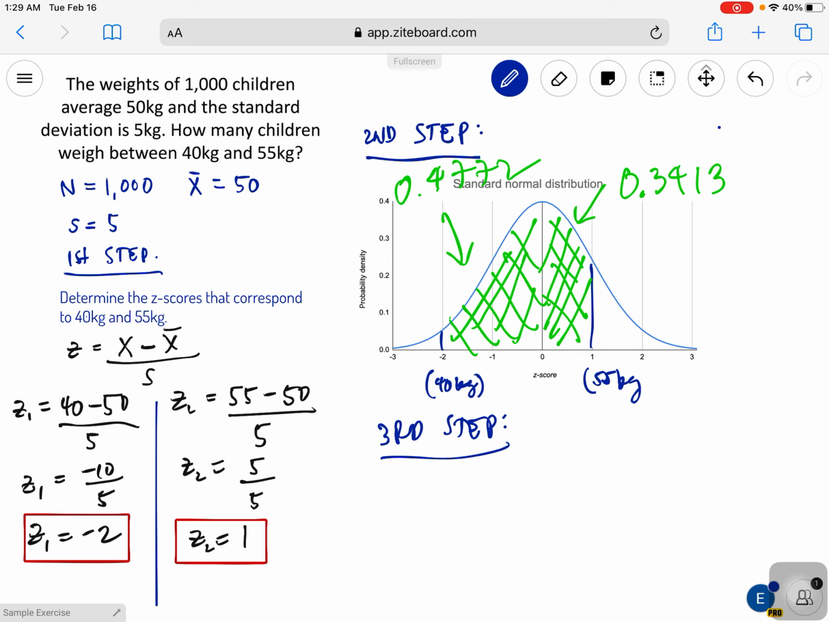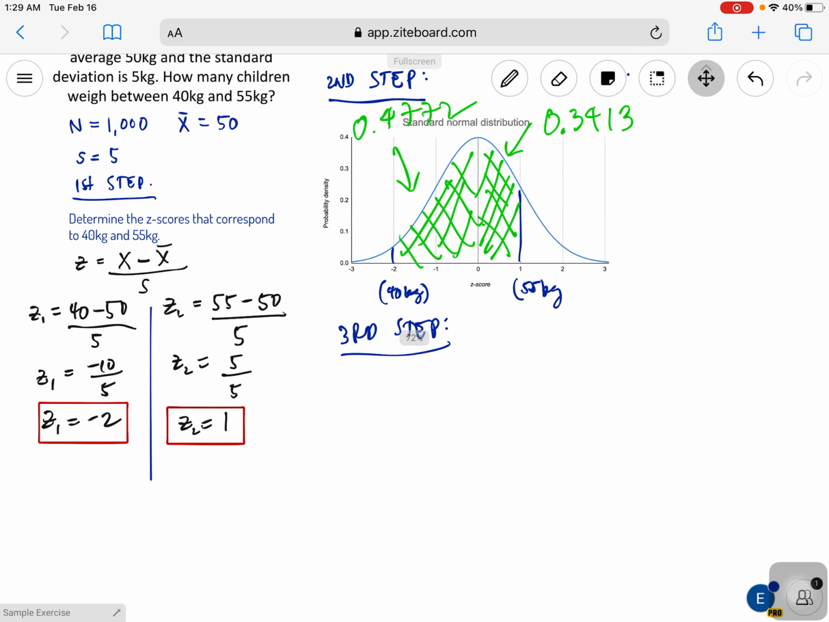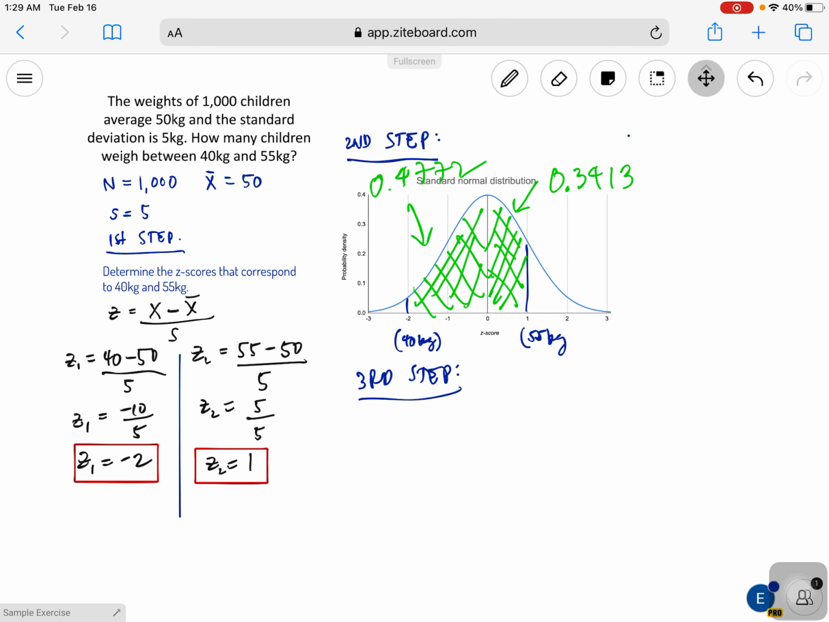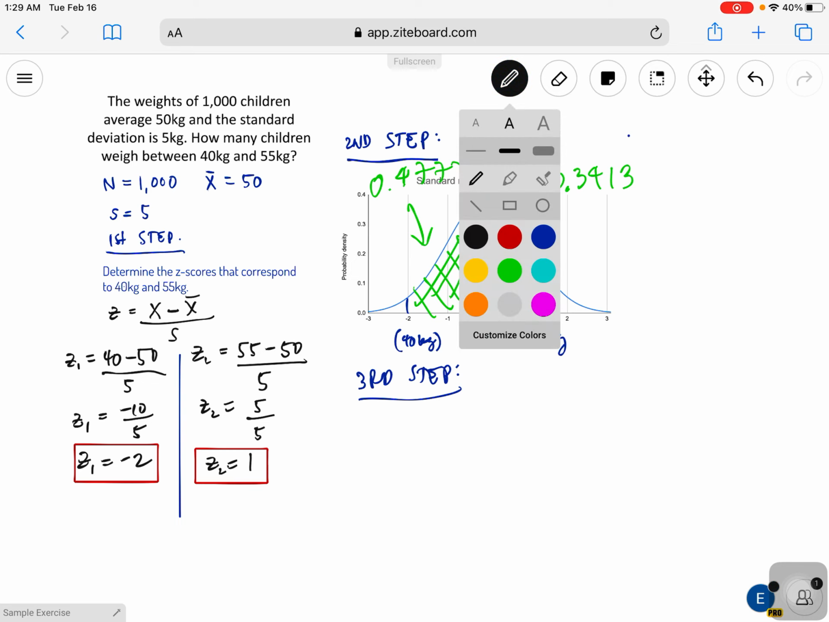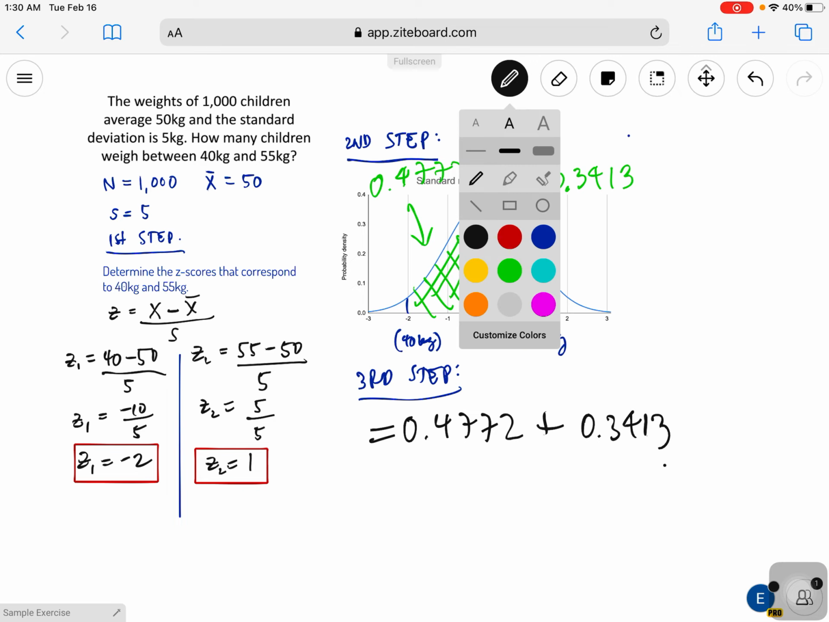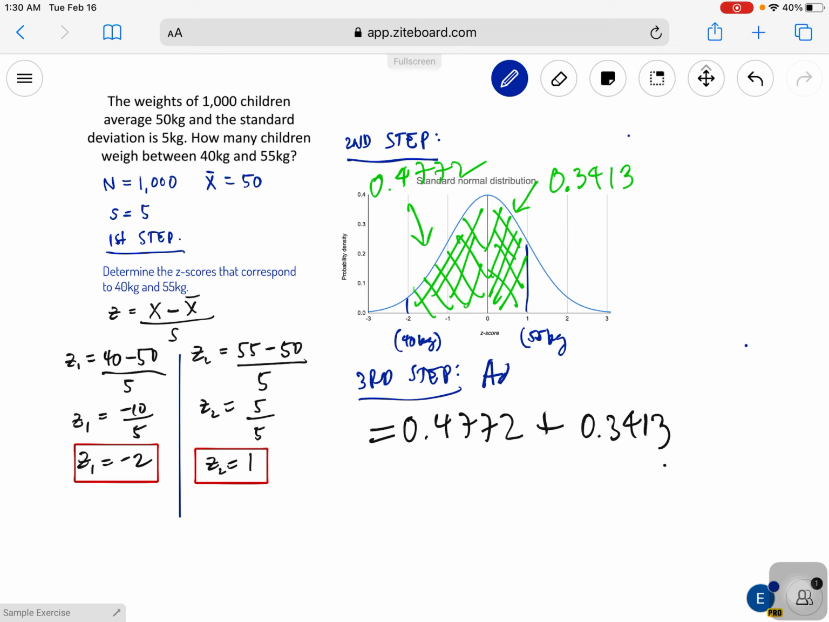The third step here is we have to add both areas, so we have here 0.4772 plus 0.3413. Let me write the third step: add the areas from step 2. So the answer here is going to be 0.8185.